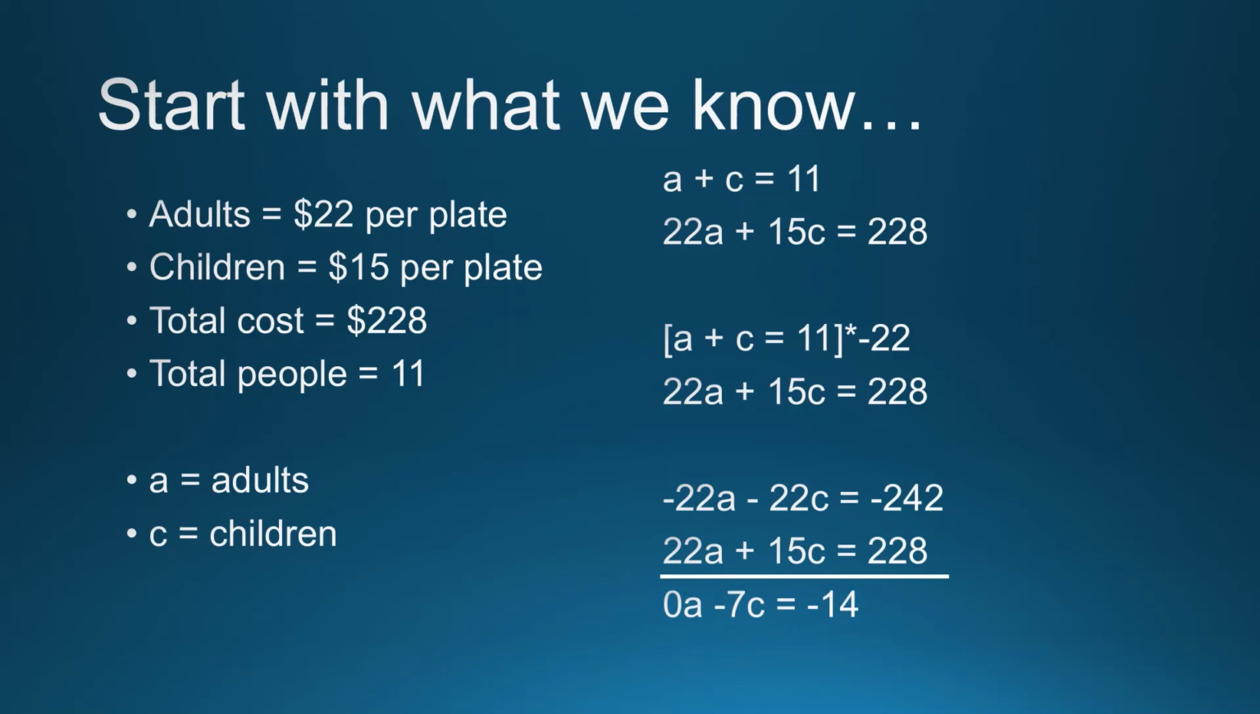Then you add both those equations together. You end up getting 0A because the 22's cancel out, because one's positive and one's negative. Then negative 22C plus 15C makes negative 7C. And then negative 242 plus a positive 228 equals negative 14. We divide negative 14 by negative 7, and we get that C equals 2.